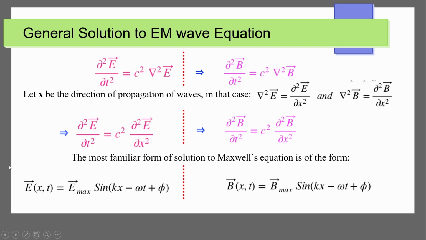So these equations are the general solutions to EM waves, where Emax and Bmax are the amplitudes of these waves. K is the wave propagation constant, which is 2 pi by lambda. Omega is the angular frequency, and phi is the phase constant. So the general solution shows that electromagnetic waves are basically oscillating electric and magnetic waves that propagate together, and that both electric and magnetic fields dynamically create each other as they move through free space.